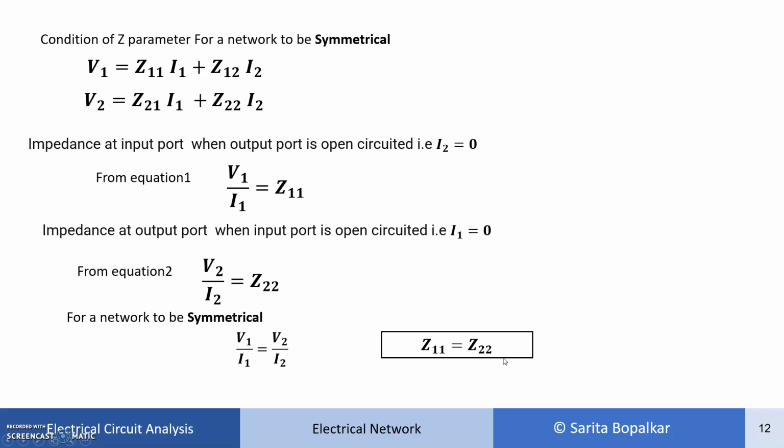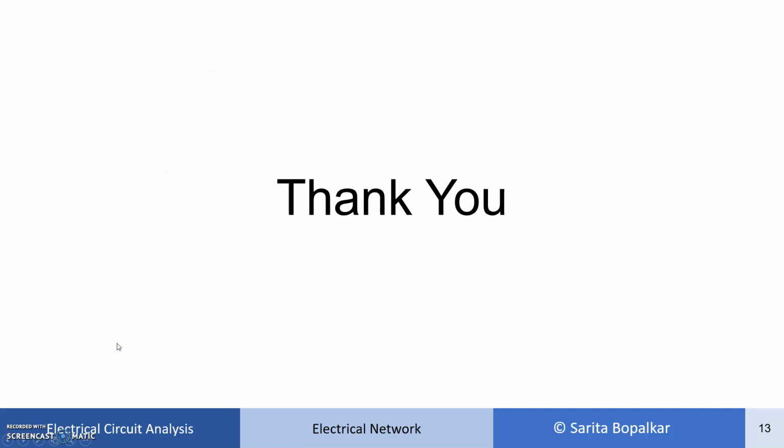Now, if the question is like this, for a given network, find Z parameter and check whether the given network is symmetrical or not. What you have to do? Find the Z parameter and then check whether Z11 is equal to Z22. If Z11 is equal to Z22, then we can say given network is symmetrical. Otherwise not. So this is the condition in terms of Z parameter to check whether the given network is symmetrical or not.